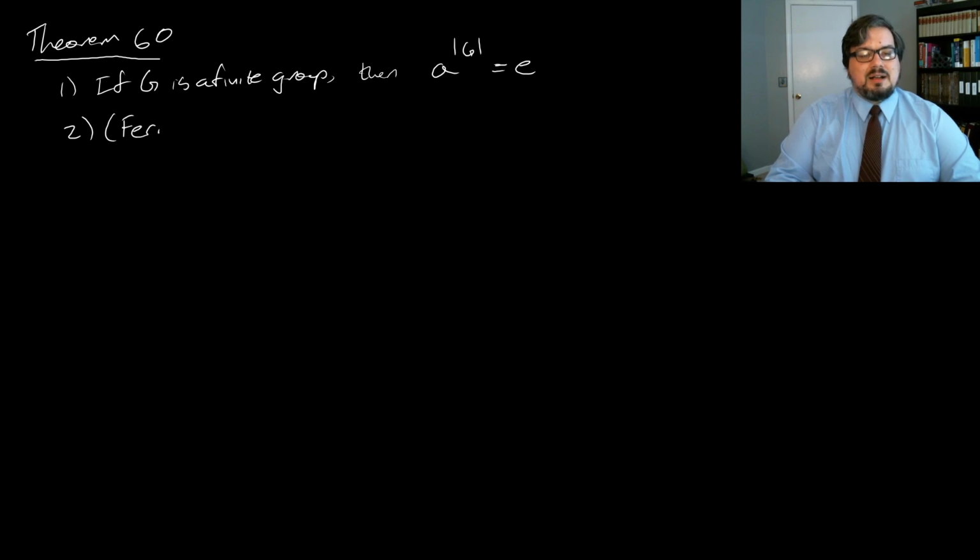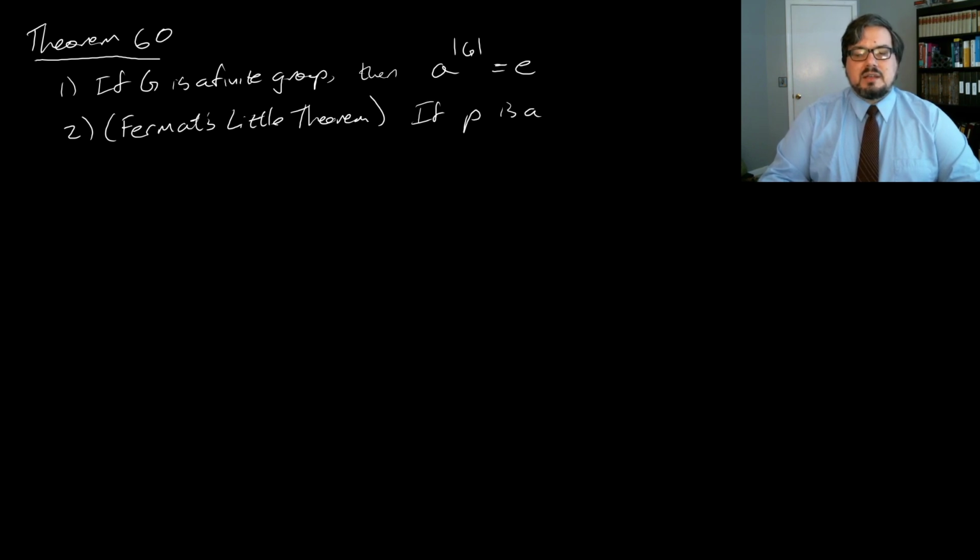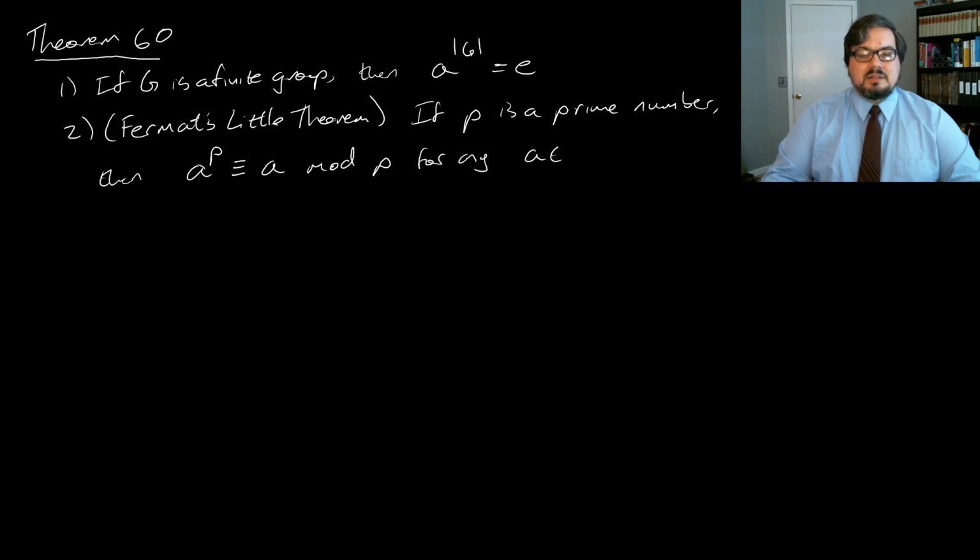The next theorem includes a well-known, named theorem as part of it. So theorem 60 says if G is a finite group, then if I take A raised to the order of the group, that's going to get me the identity. And part 2 is called Fermat's Little Theorem. And it says that if P is a prime number, then A to the P is congruent to A mod P for any integer A.